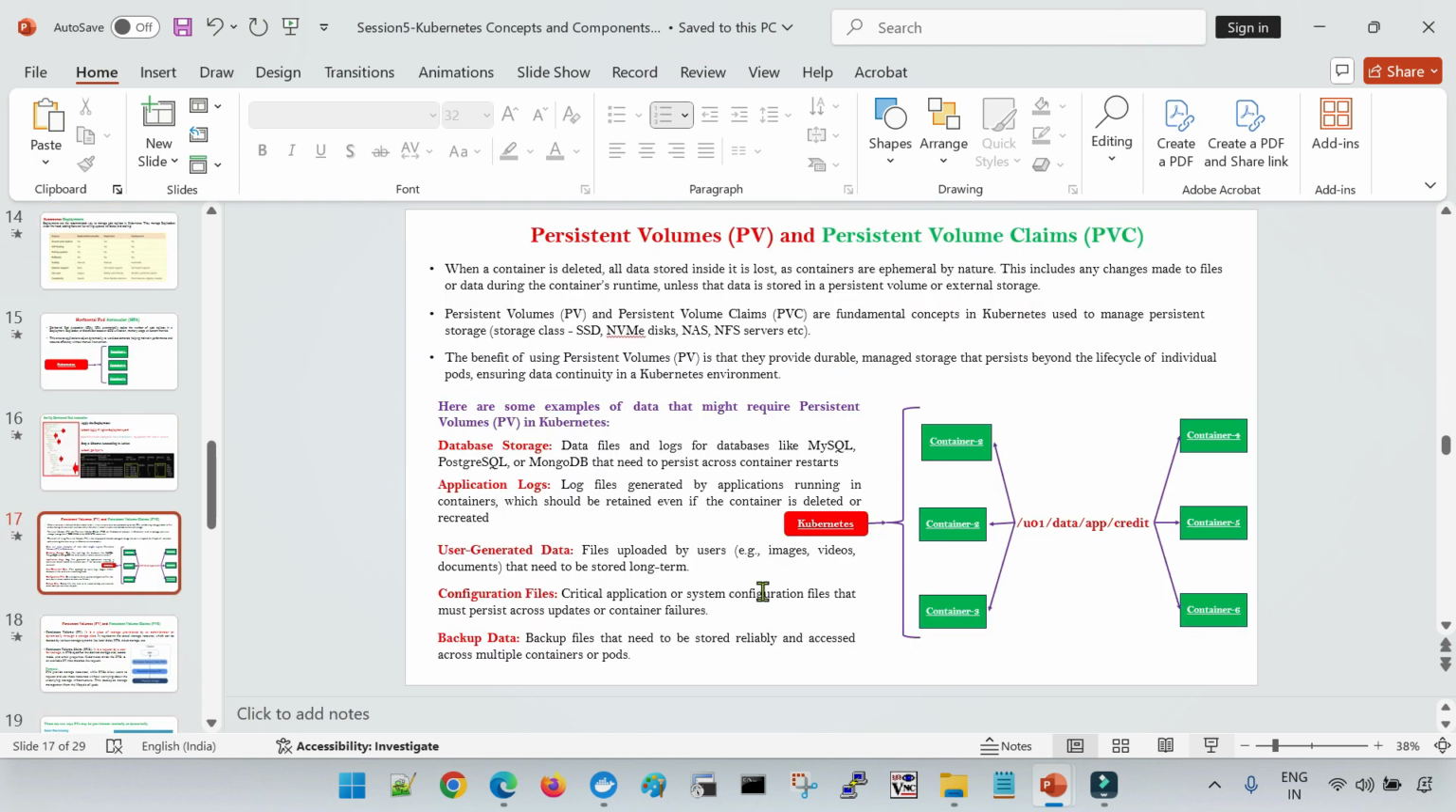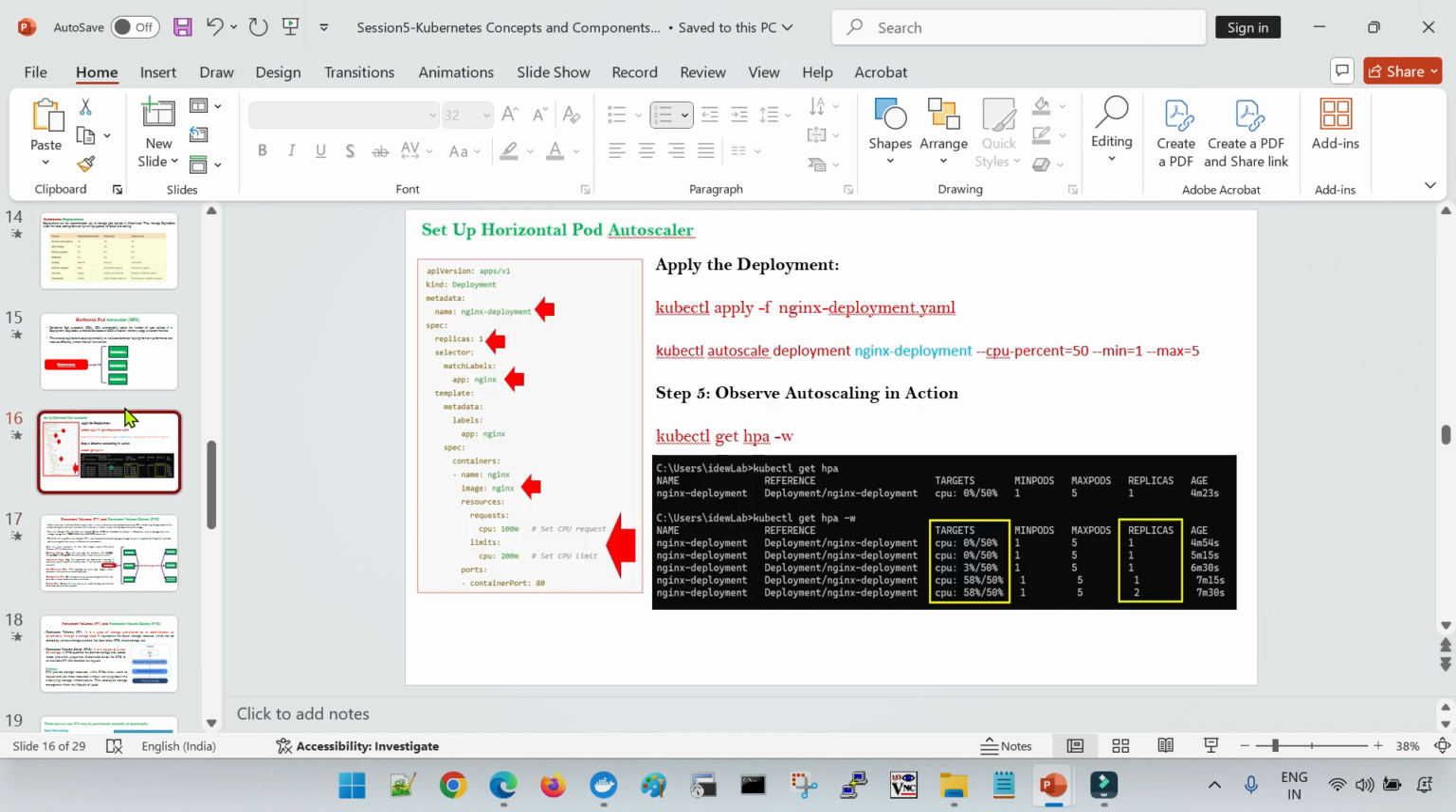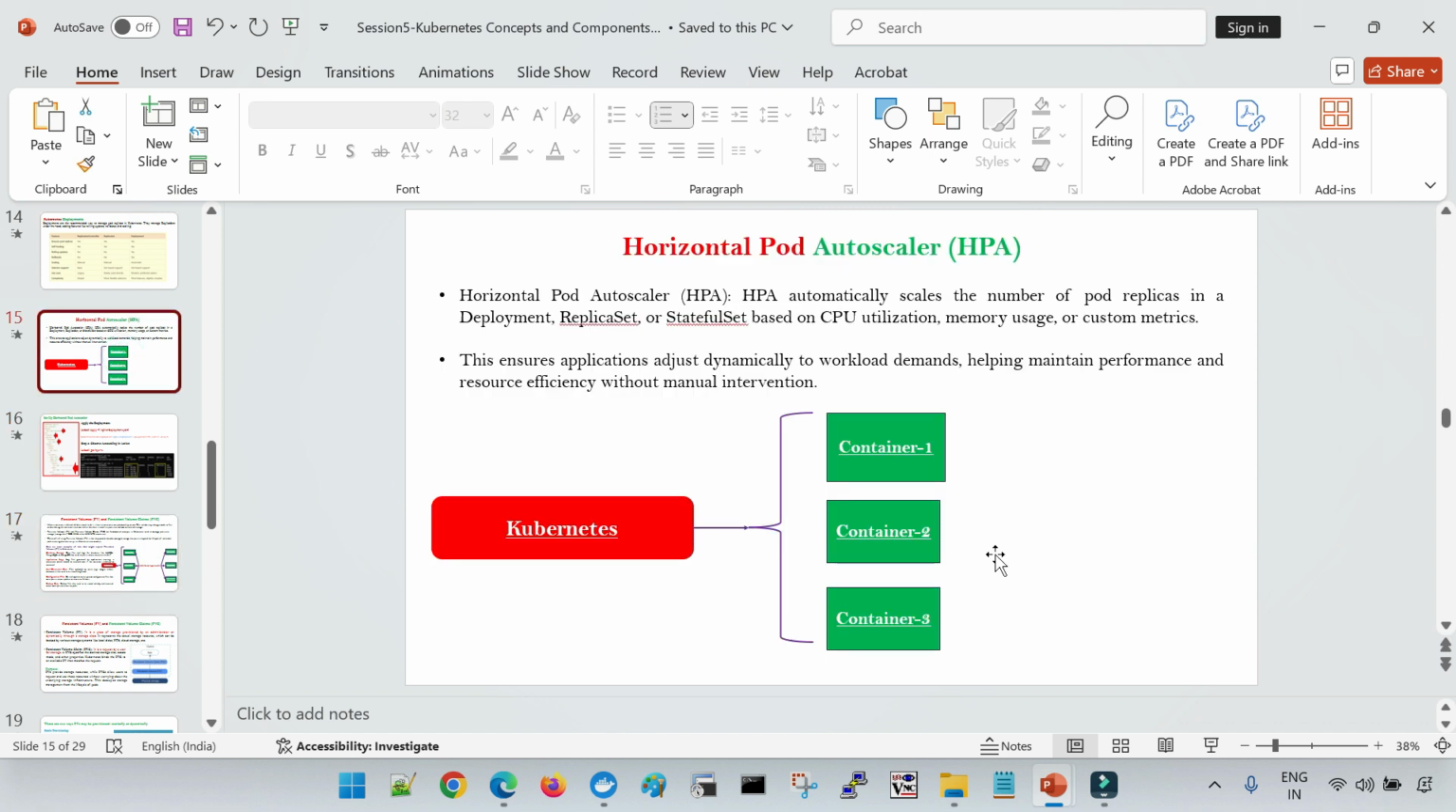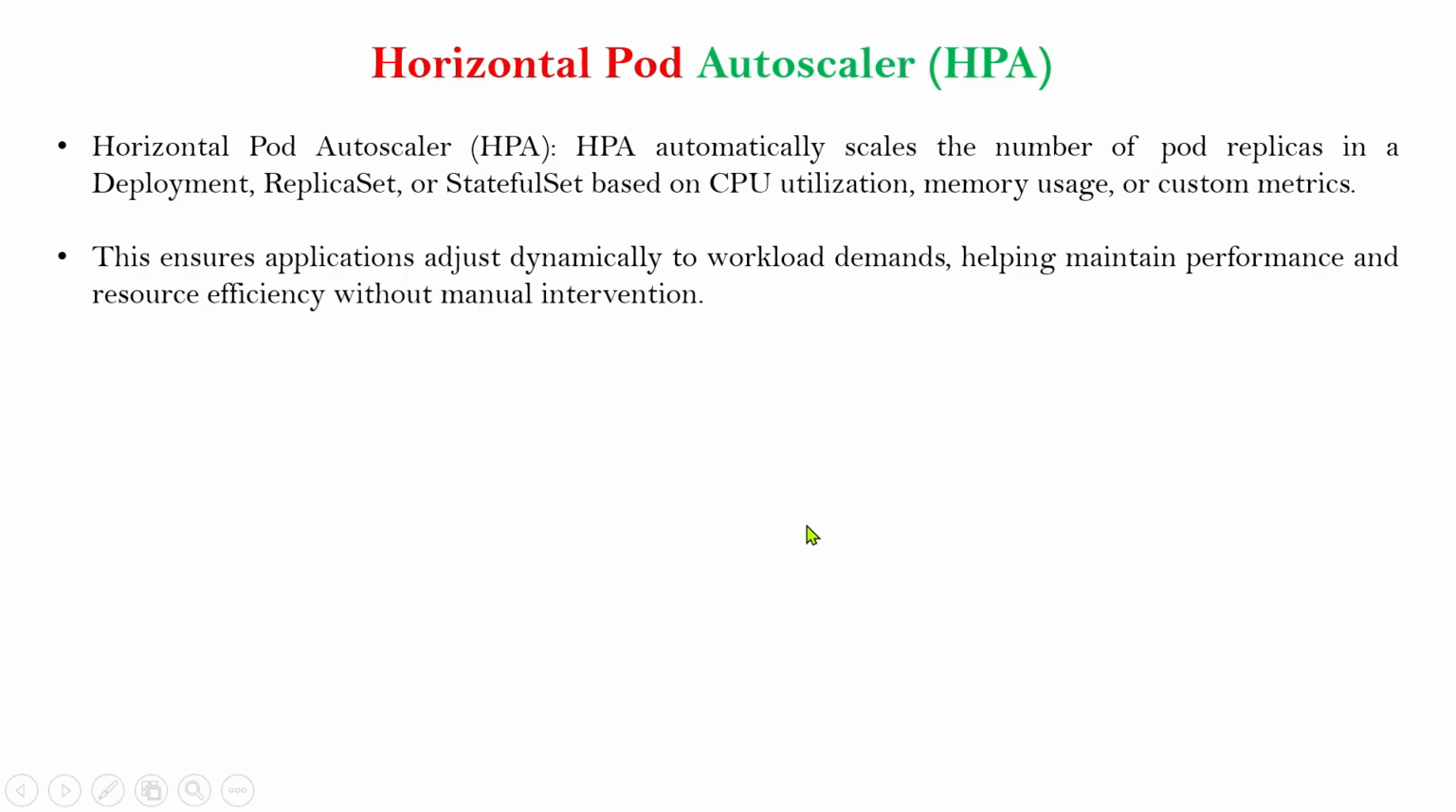There are a lot of slides that I'm going to cover one by one in multiple lectures. So in this session, I'm going to specifically cover the HPA. Let me first explain what HPA is, and then I will show you practically as well. I have the local setup in my system, so I will execute the command and show you the HPA practically. HPA automatically scales the number of pod replicas in a deployment, replica set, or stateful set based on CPU utilization, memory usage, or custom metrics.